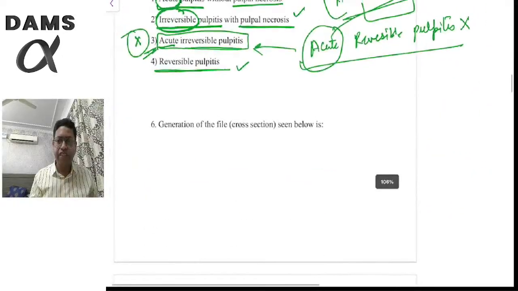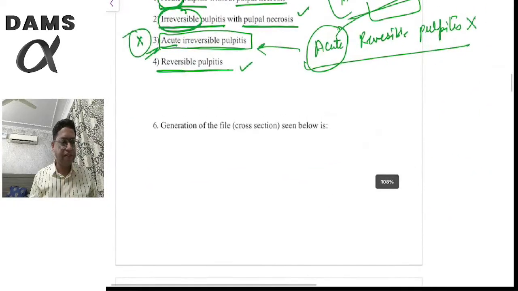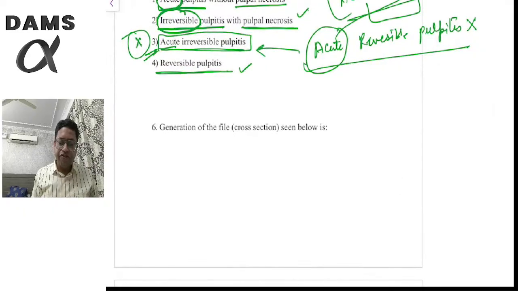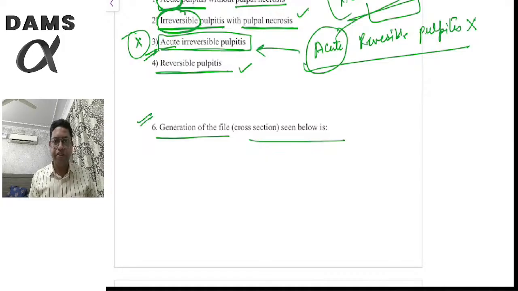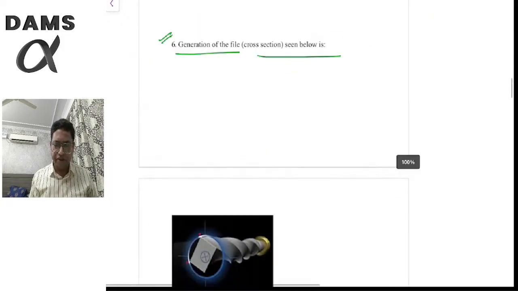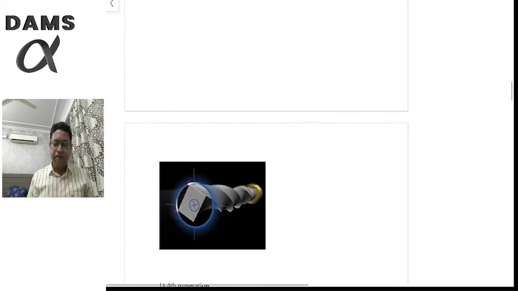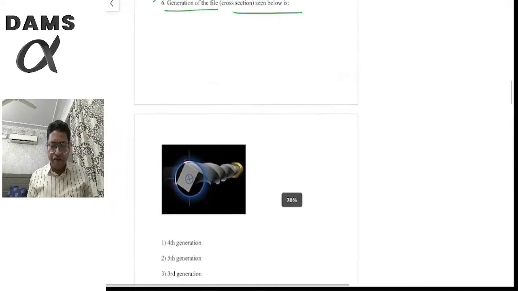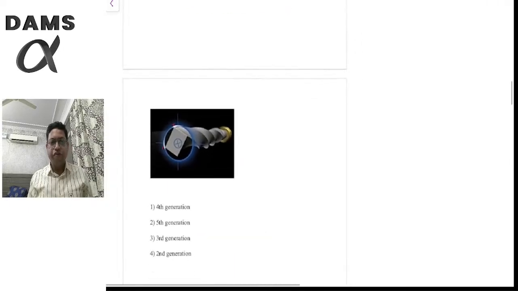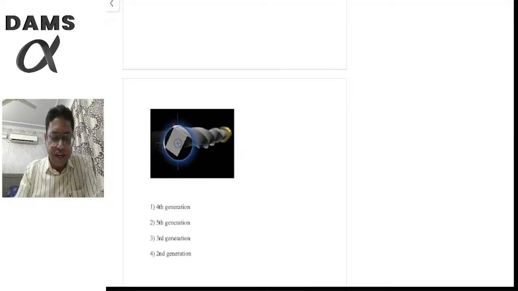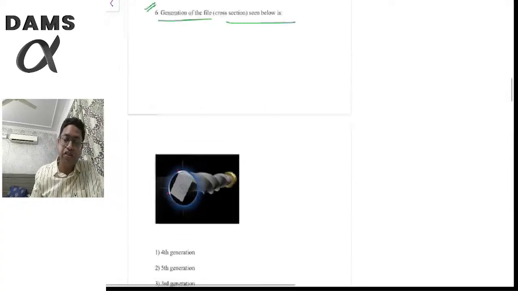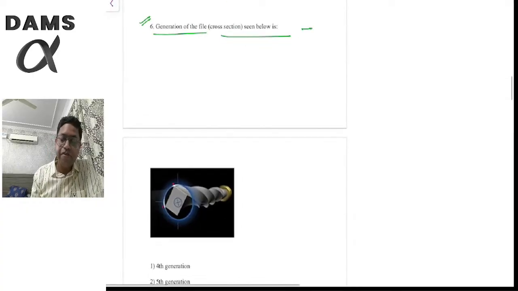Coming over to question number 6. The generation of file cross-section seen below, another picture-based question. There is a rotary instrument given over here, and we have to identify the generation. Options are fourth, fifth, third, and second generation. For answering this, you should know the generations of nickel titanium instruments. There are basically 5 generations.